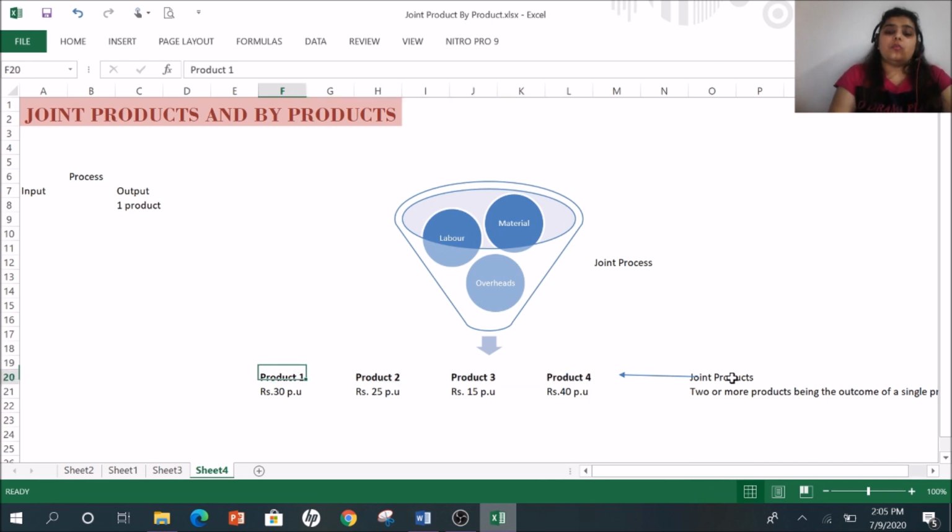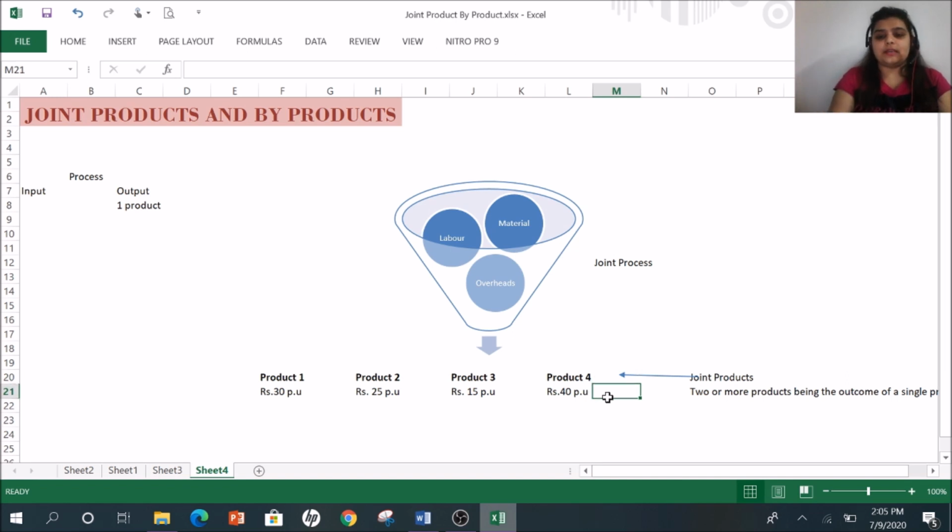Now, when we have learnt about joint products, the next part to it is byproducts. What do we mean by byproducts? Byproducts are again the outcome of the same process, but what is the problem with byproducts? Byproducts are incidental products of the process. That means we were not trying to produce the byproducts, but because of the process and because it is incidental to the process, that byproduct is also one of the outcome.